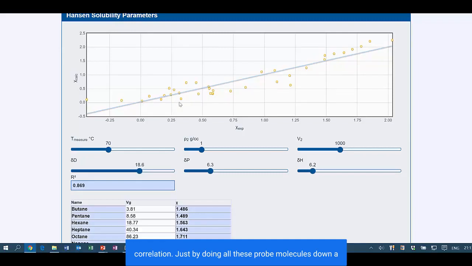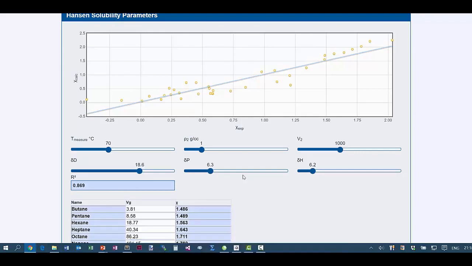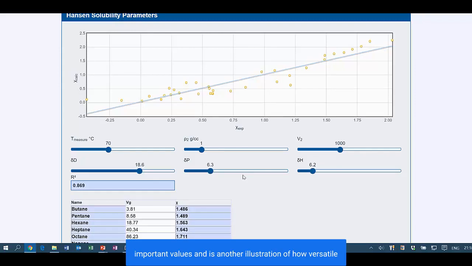Just by doing all these probe molecules down a single column containing our test polymer, we can get a pretty good estimate of the δD, δP and δH of polycaprolactone, and from other evidence we know these are pretty good values. Importantly, recent work, especially at Ad Scientist, has shown that this works very well with things like excipients used in cosmetics and pharma. So this is a powerful way of getting at these important values, and is another illustration of how versatile and powerful IGC is.